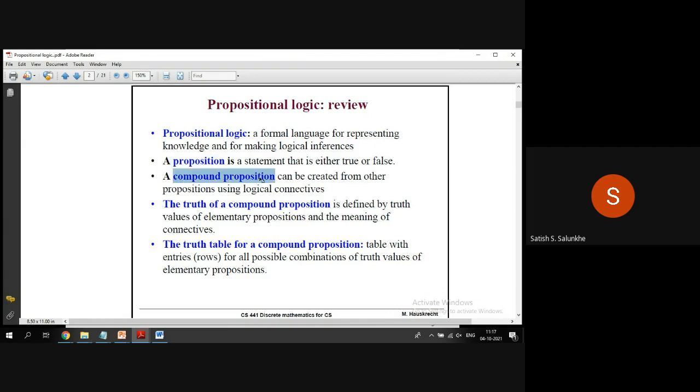Now what is the meaning of compound proposition? More than one sentence combined together with some logical connectives like and, or. For example, today is Monday and there is rain. Today is Monday is one proposition, there is rain is another proposition, and we are connecting these two propositions together with logical connectives like and, or. It is like a composite proposition, and that is called a compound proposition.